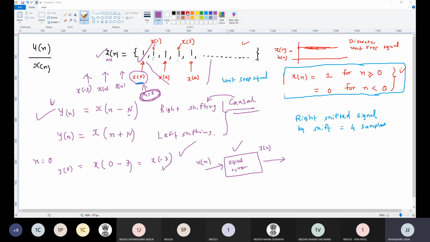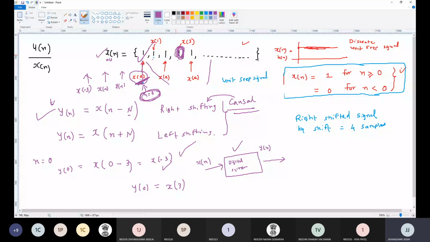What about the left shifting? When I put n equal to 0, y of n becomes equal to x of 0 plus 3, that is x of 3. Where is x of 3? X of 3 is over here when you are talking about n equal to 0. So you are at this moment n equal to 0 and you want to have knowledge about x of 3. How is it possible?